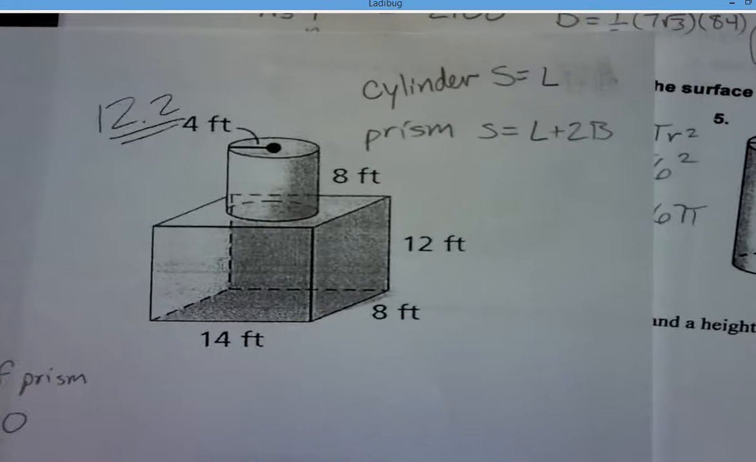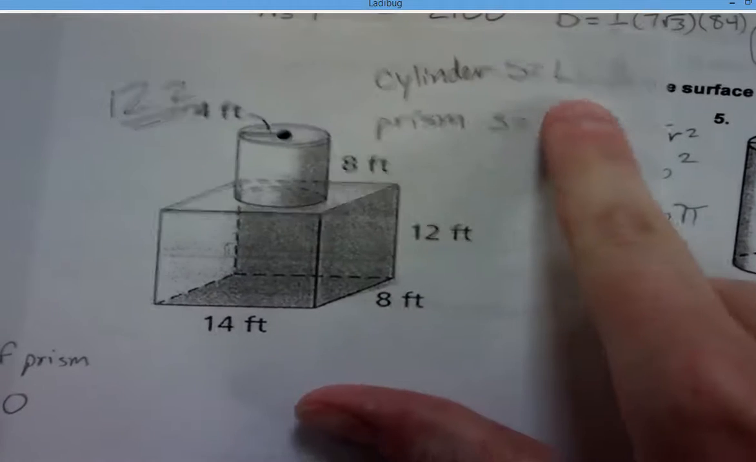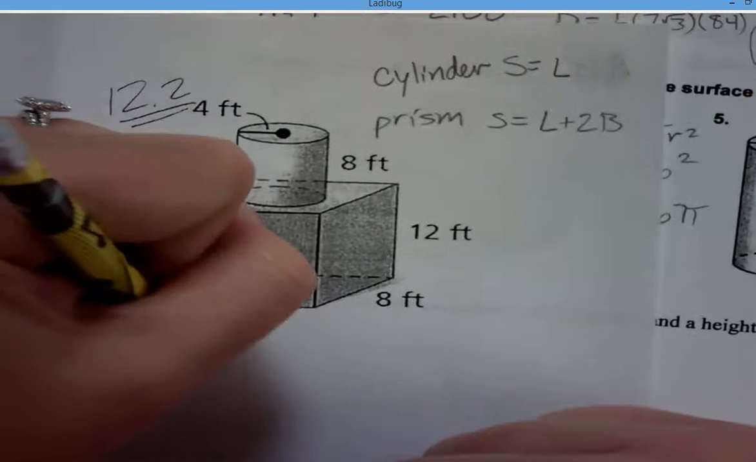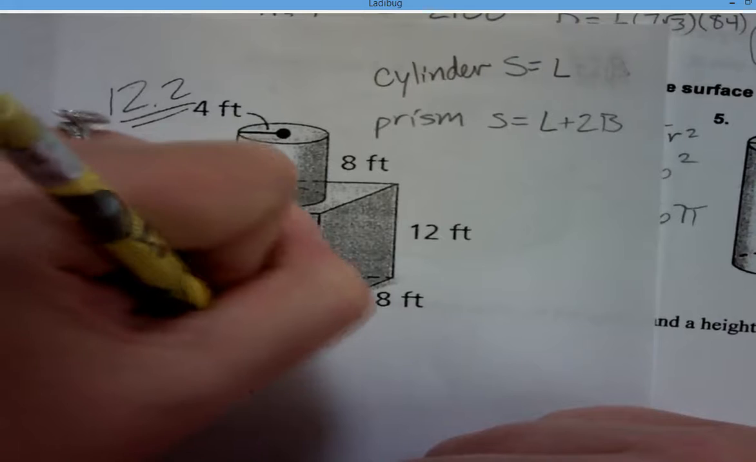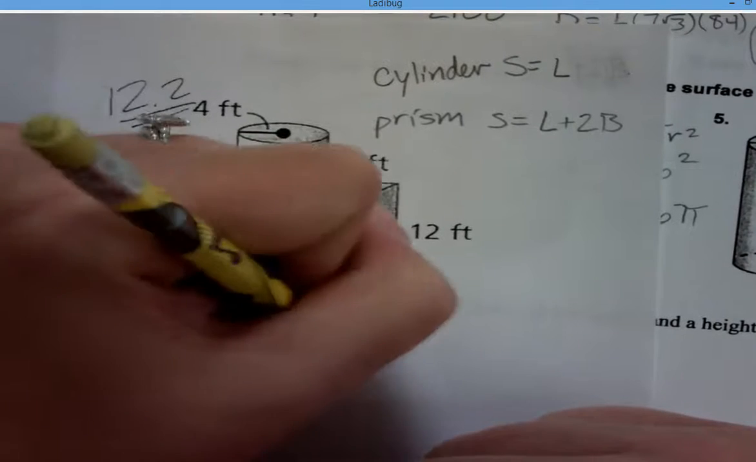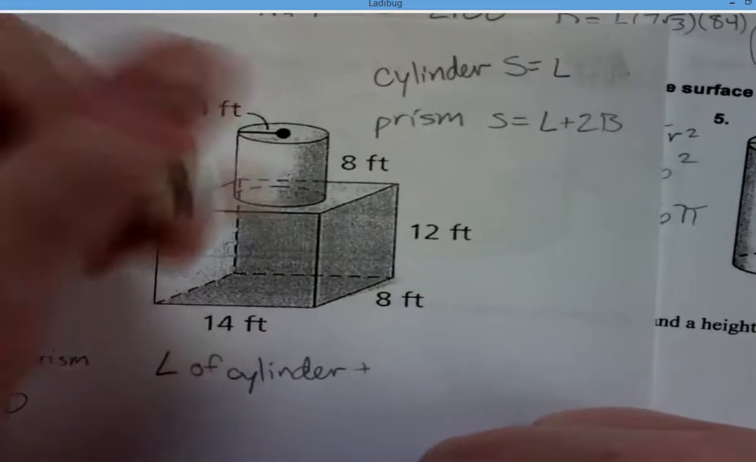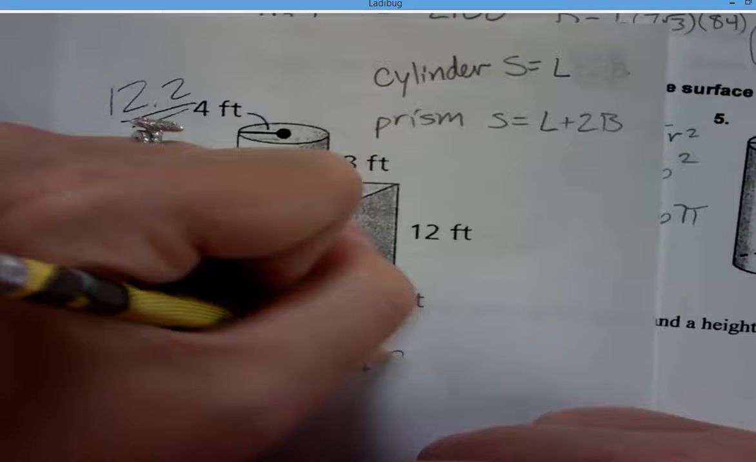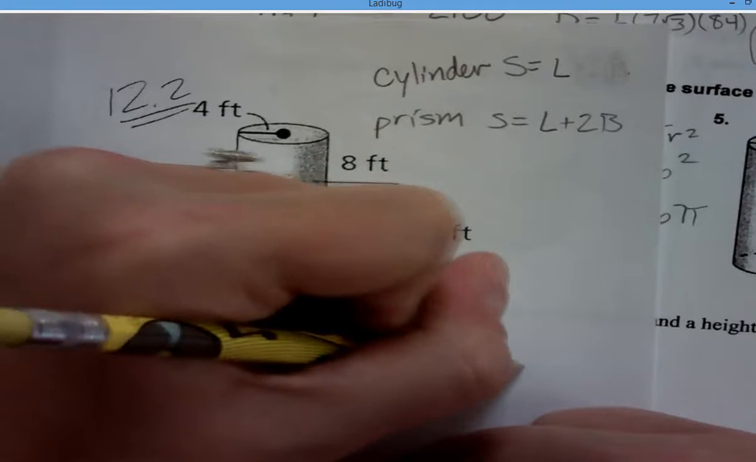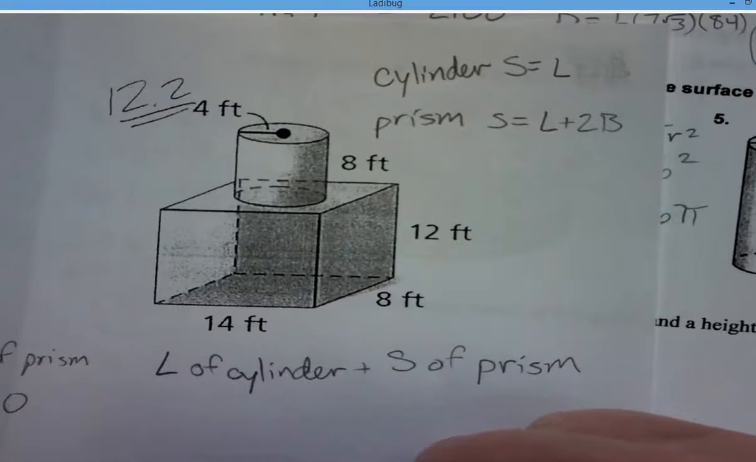What we're going to do is just take the circle from the cylinder away, take the circle from the prism away, and that just leaves the lateral area of the cylinder. This is hard to think about and to understand, but once you see it, it kind of makes sense.